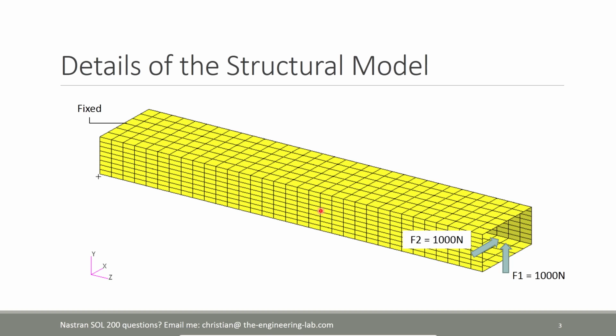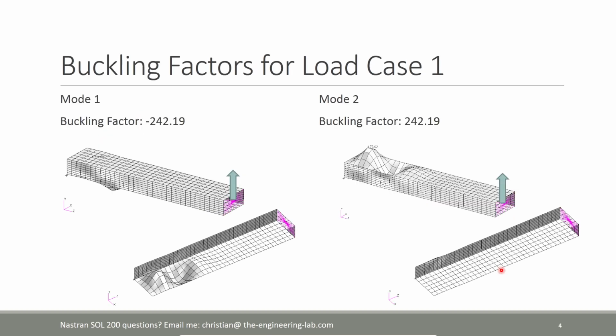Now, just a quick explanation of how the model is configured. One end of this box section, if you will, is fixed and then free on the other end. We have this combination of loads here at the tip. This example also yields a negative buckling factor and a positive buckling factor here.